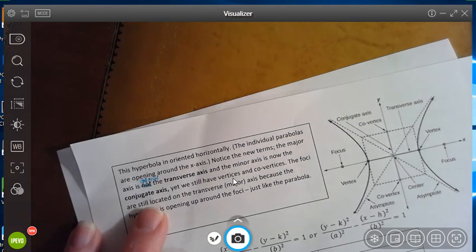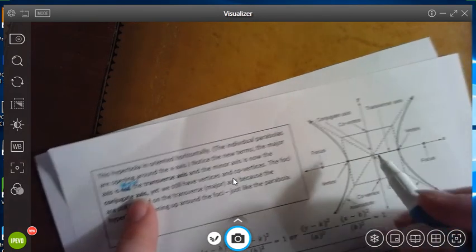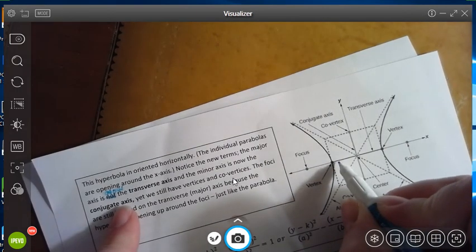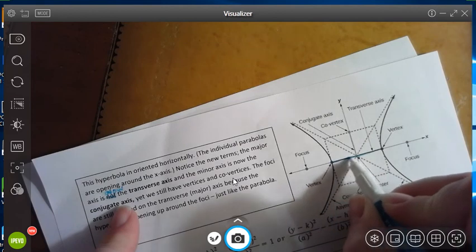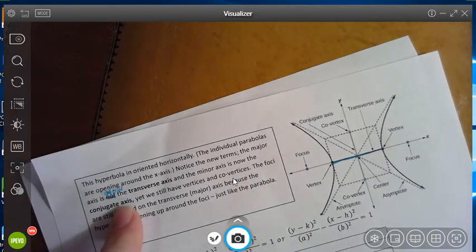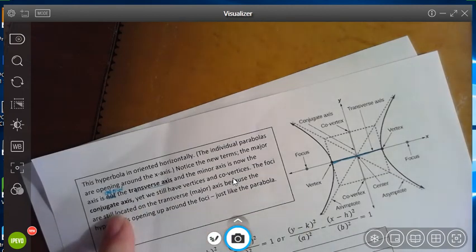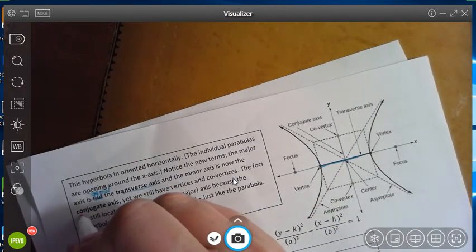Now, I don't know if that helps any, but it should say "now." So this is now called the transverse axis because this is what houses the vertices. Okay? That's the transverse axis. And let's get red to do the conjugate axis.